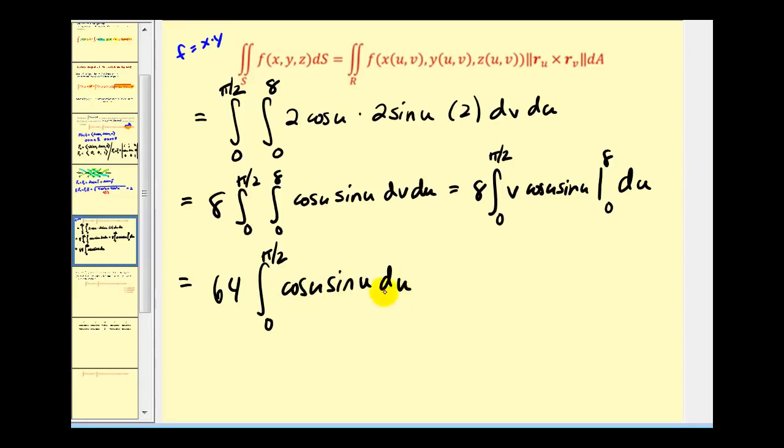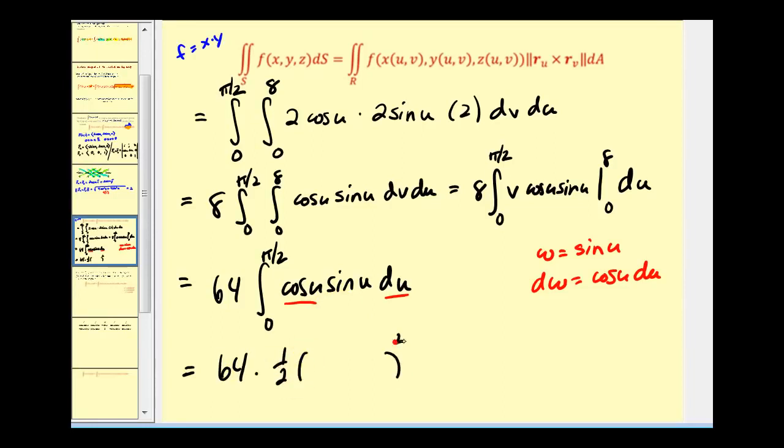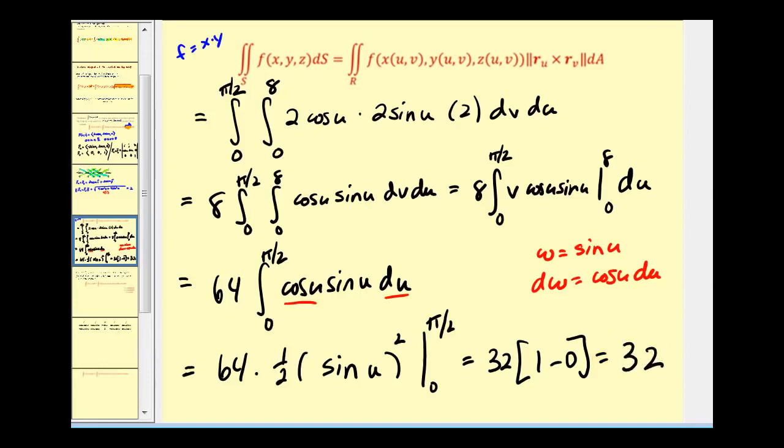Now here we'll perform a substitution. Let's go ahead and let w equal sine u. So dw is going to be equal to cosine u du, which is good because all of this will be dw, and this will be w to the first. So that'll give us w squared divided by 2, or 64 times 1/2 w squared, where w is sine u. And then the sine of pi over 2 is 1. 1 squared is 1, minus sine of 0 is 0. So it looks like we have a value of 32 for our surface integral using a parameterized surface.